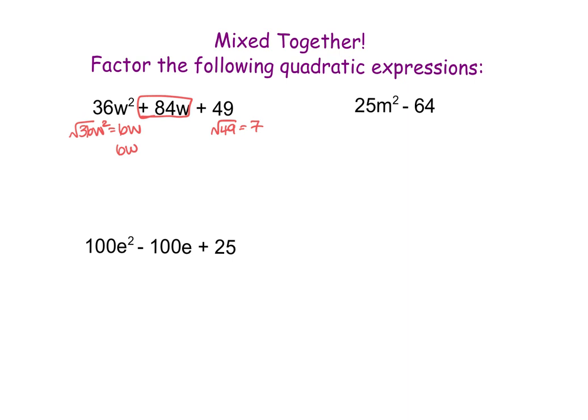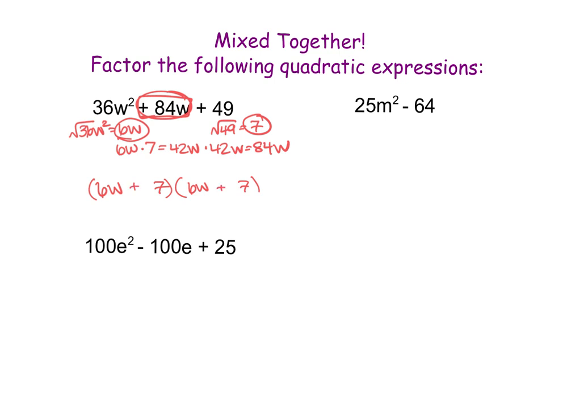And I want to check, okay, 6w times 7, that's 42w. And if I double that, I get 84w. So this is fitting of a perfect square trinomial. So from here, I now know, okay, the 6w and the 7 go into my parentheses. So I have 6w, 6w, 7, and 7. And then, because I have a positive middle term, I have 2 plus signs.